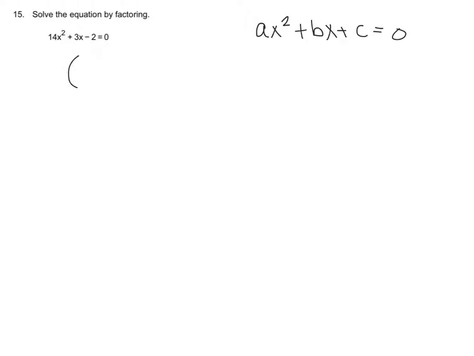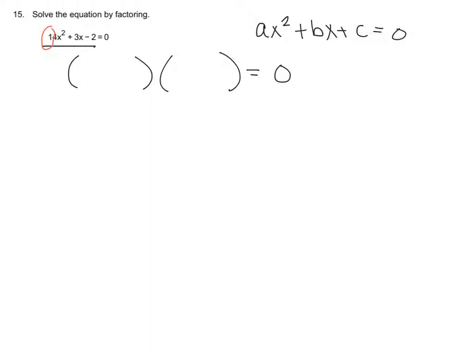So we can set up our two parentheses and set the equation equal to 0. Now we want to find the binomials that will go in each parenthesis, and when we multiply the parentheses together, we should get this original quadratic equation. If you'll notice, this equation has a 14 next to the x squared term. This means that we'll do an added step than what we did in the previous problem.